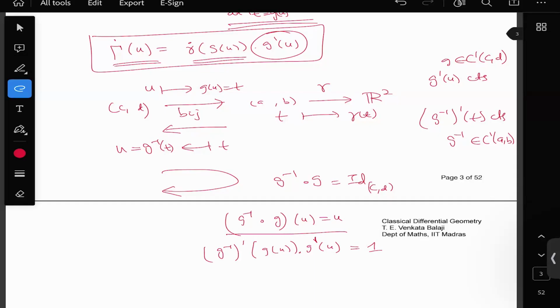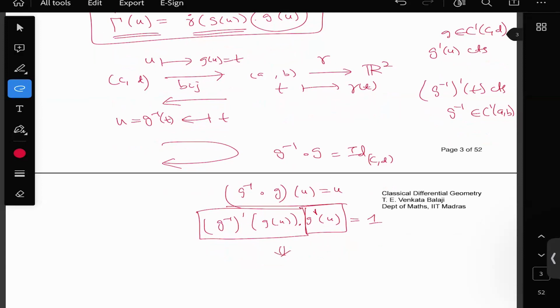But you see, what does this mean? This g inverse dash multiplied by g dash is 1 forces that neither of them can actually be 0, because if one of them is 0, you will not get 1. So you see, this forces that g inverse dash and g dash never vanish.